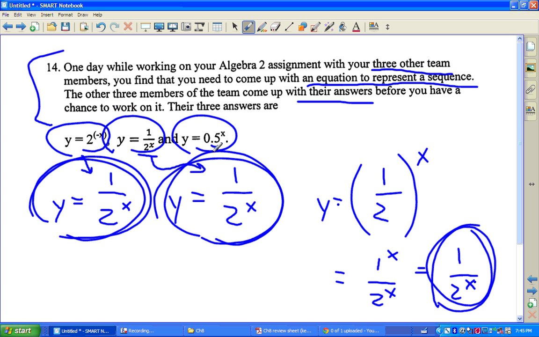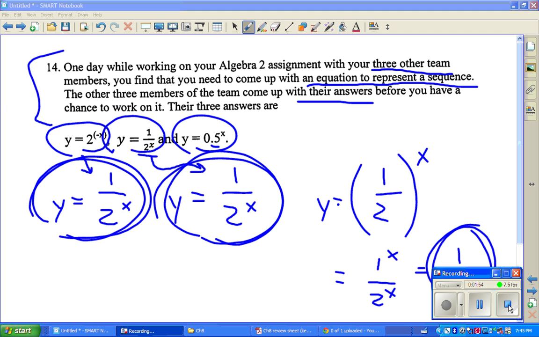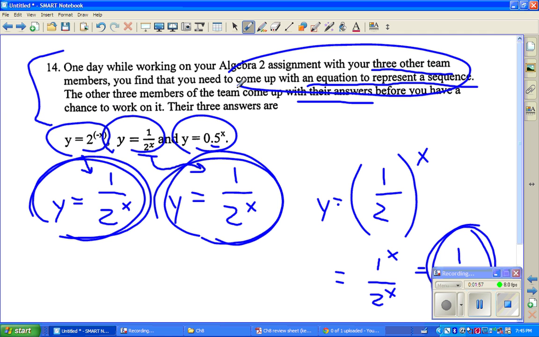So not trying to be a tricky question, but I guess it kind of is. They're all 3 the same answer. They're all 3 correct. All your team members all have the right answer, just different ways of saying it.